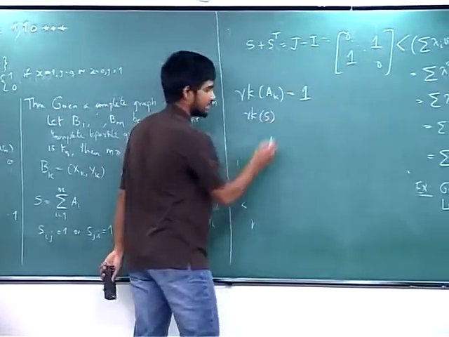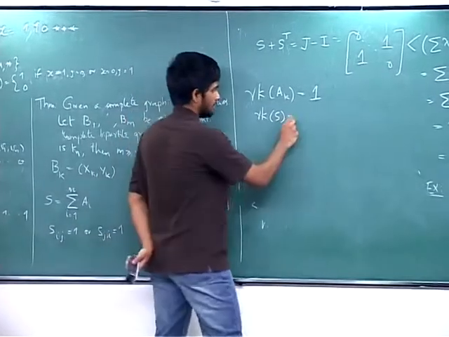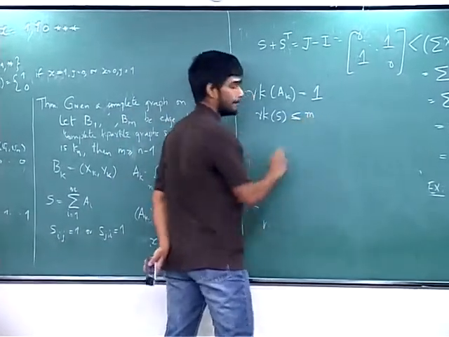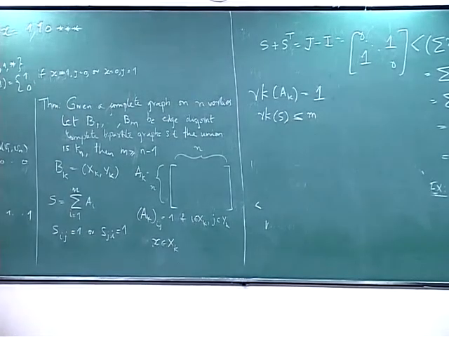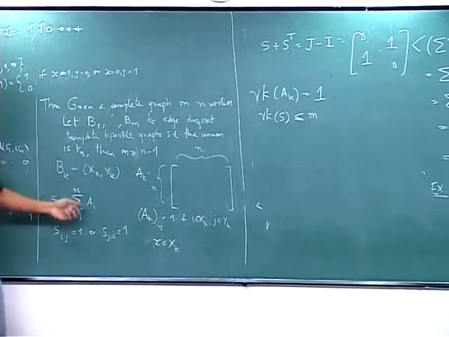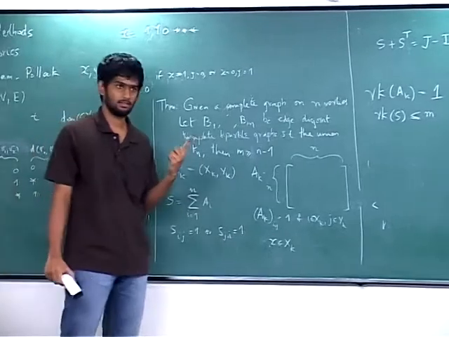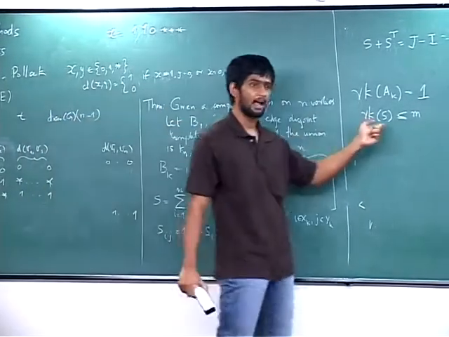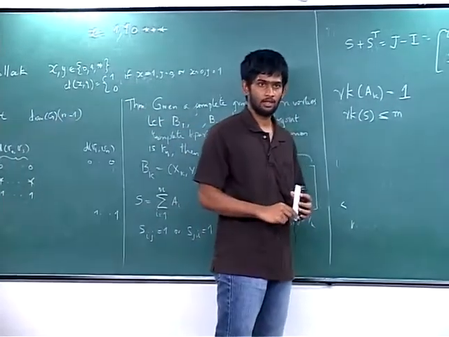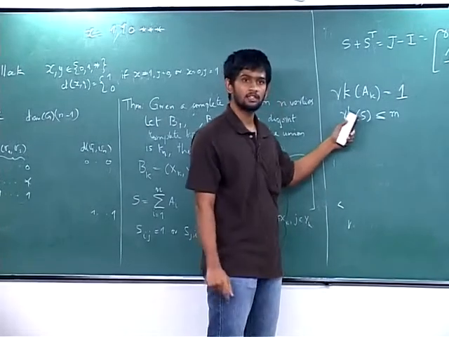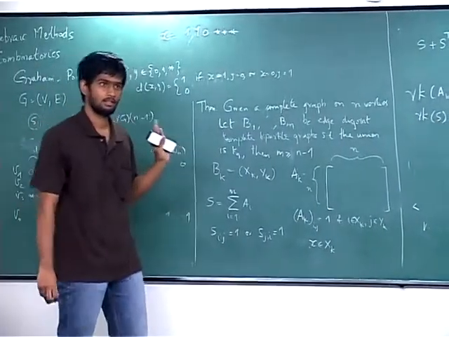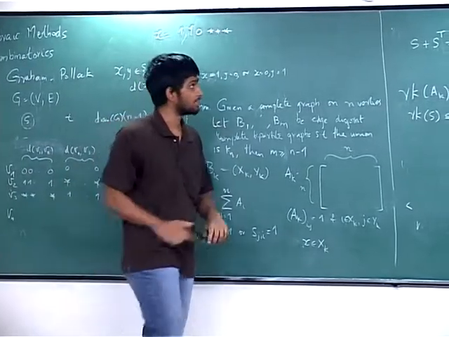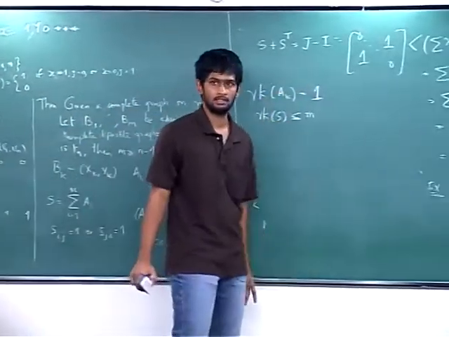So the rank of S then is at most m, right? Because it's a sum of rank 1 matrices. You can say that the rank of S is at most m. Now if I show that the rank of S is actually large, then I get my bound here, right? And that's what I'm going to show, that the rank of this matrix is large.